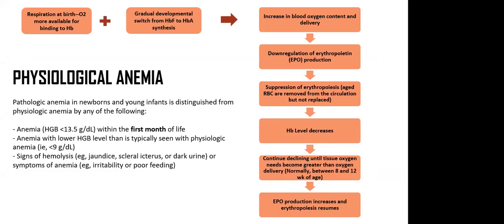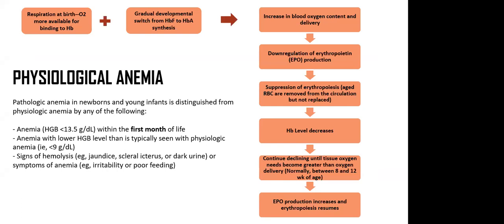So next, we discuss the pathophysiology. In the pathophysiology, we'll be talking about 4 things that could cause anemia in neonates: physiological; hemorrhagic, which is loss of red blood cells; hemolysis, which is the destruction of red blood cells; and hypoplastic, which is a decrease in red blood cell production. So next, first we talk about physiological anemia.